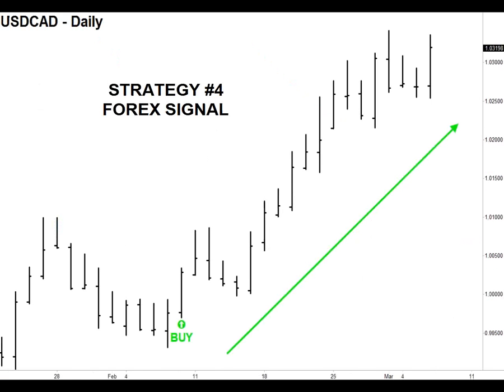And then lastly, we have signals for the Forex markets. We have strategy number 4 Forex signals. We would have gone long the Canadian dollar in the middle of February, and a really nice move to the upside. So as you can see, strategy number 4 is a great strategy if you're going to be using the tool I gave you today, the bearish or bullish engulfing pattern +1. Remember, those are just directional tools. They're telling you in advance, most likely, a high probability of direction.